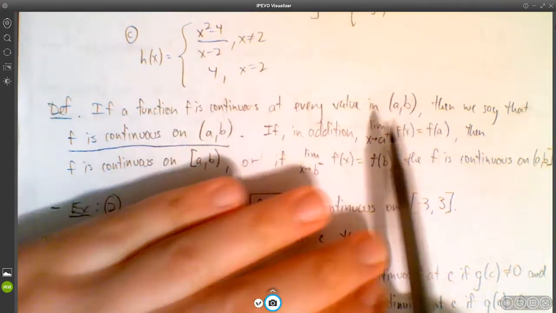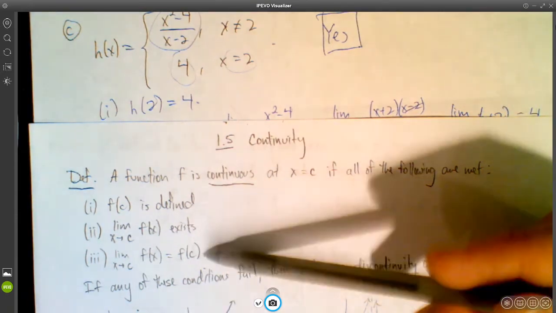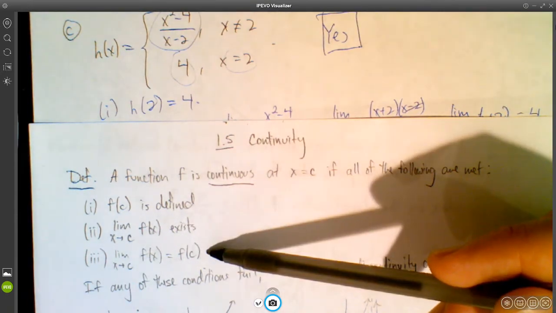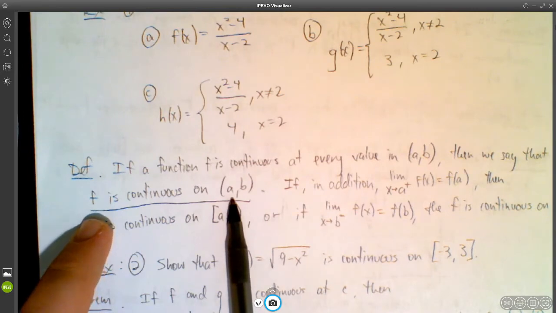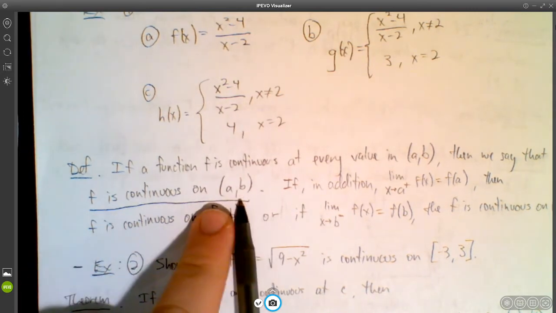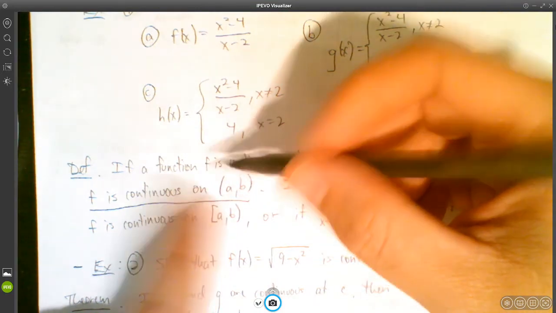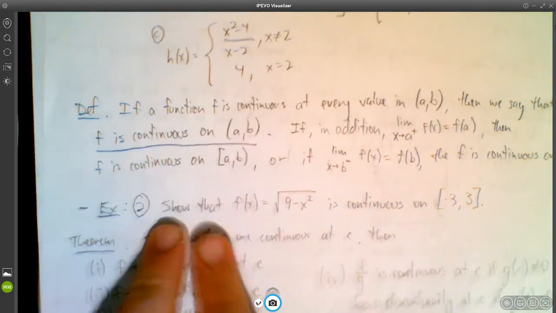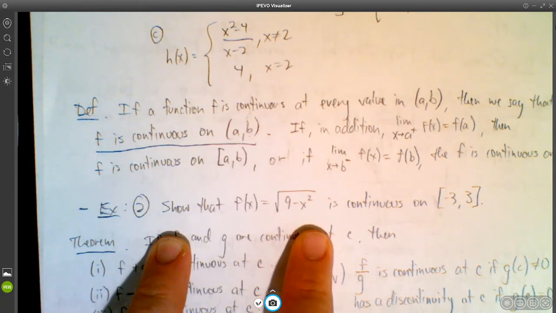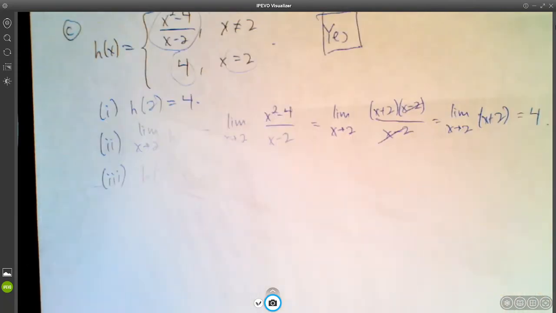So the main moral of the story is this is what it means for a function to be continuous at a point. If a function is continuous at every point within a particular interval, then we say that it's continuous on that interval. And if in addition to that, the function value matches the limit at the endpoints, then we can say that f is actually continuous on the closed interval as well. Okay? So, for example, let's show that f of x equals square root of 9 minus x squared is continuous on the closed interval from -3 to 3.